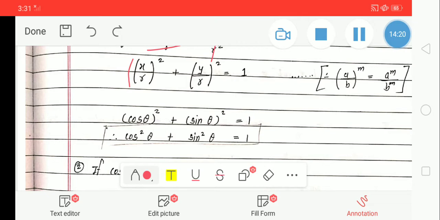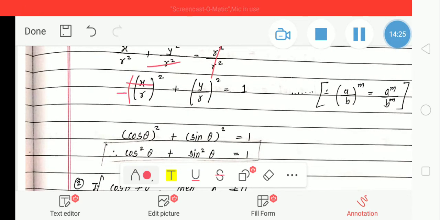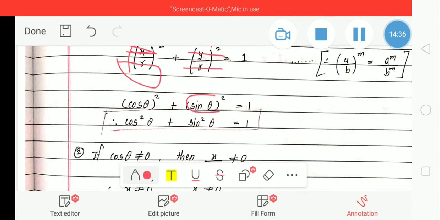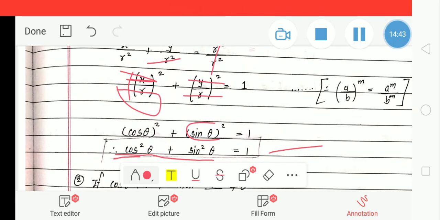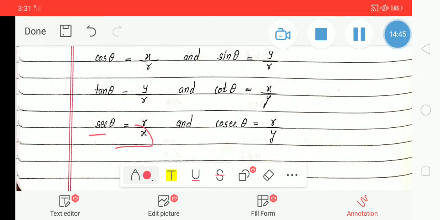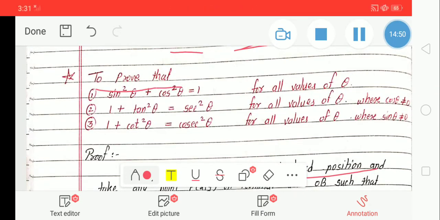Cos theta square plus sin theta square. We know that r is the hypotenuse and x is the adjacent. So cos of theta is x over r, and y is the opposite side, so we write sin theta is y over r. So cos square theta plus sin square theta is equal to 1. The first equation we can prove it. Hence proved, sin square theta plus cos square theta is equal to 1.